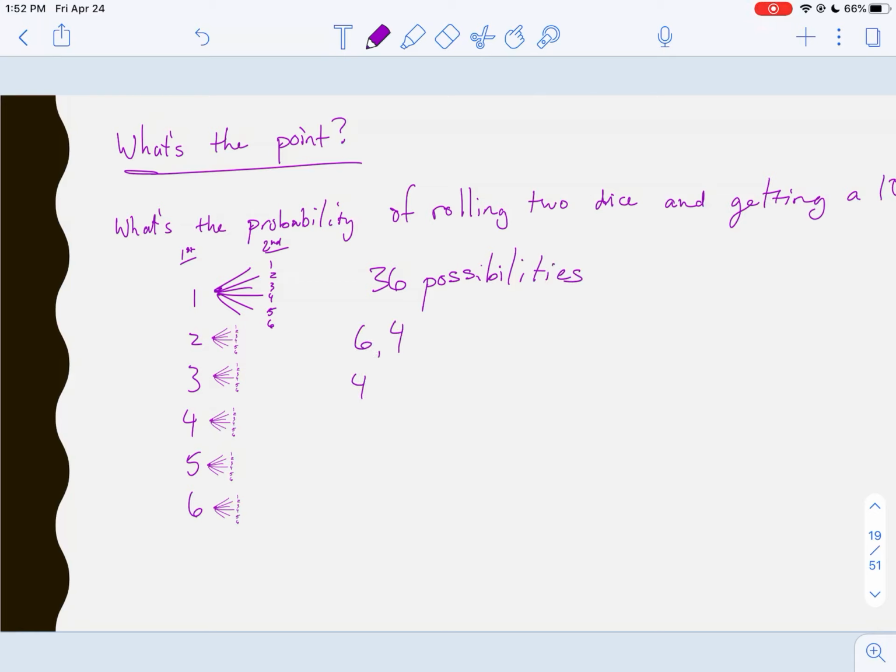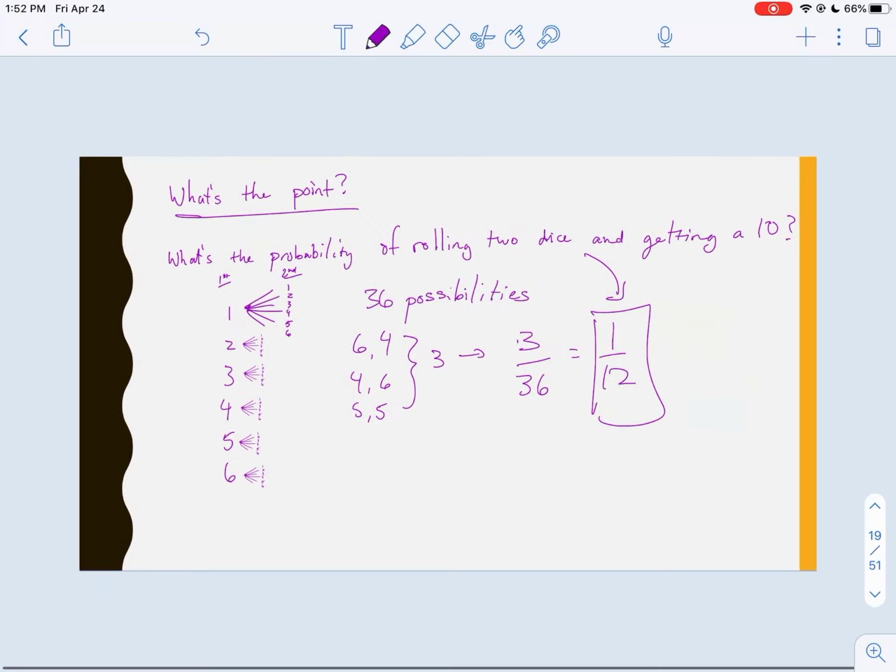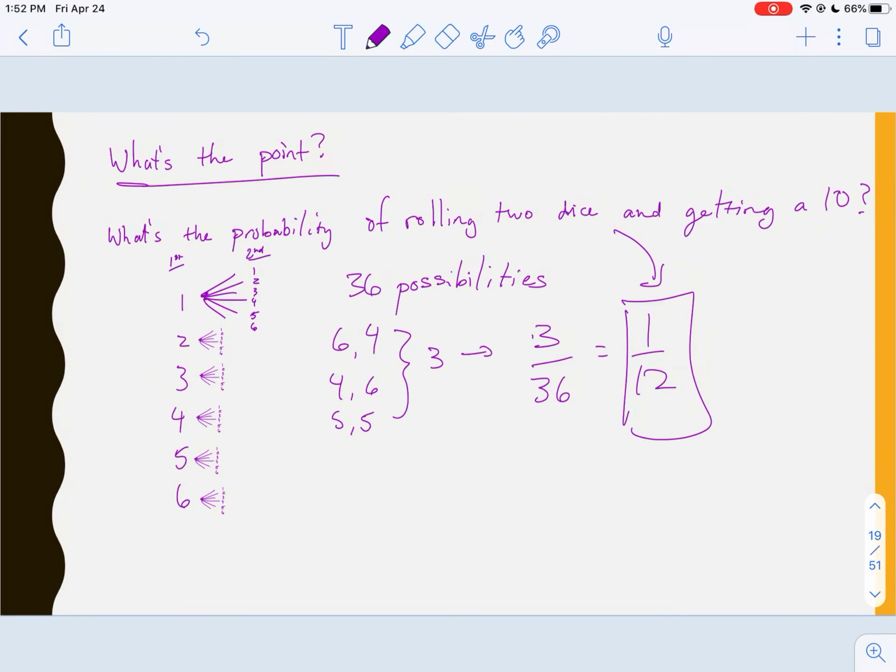Well, I could get a 6 and a 4, I could get a 4 and a 6, and I could get a 5 and a 5. So 3, that means 3 out of 36. If I reduce, 1 out of 12 is the probability of getting a 10.